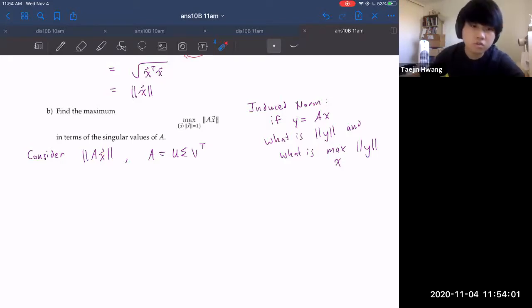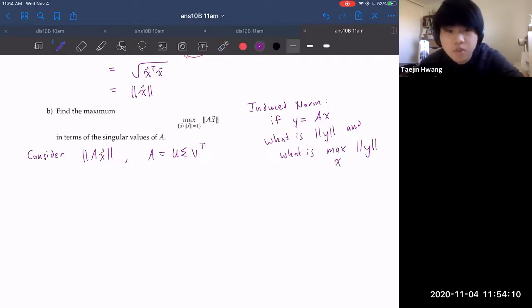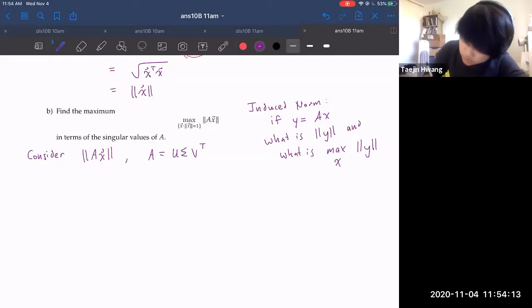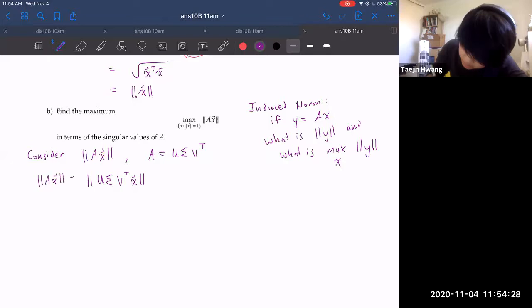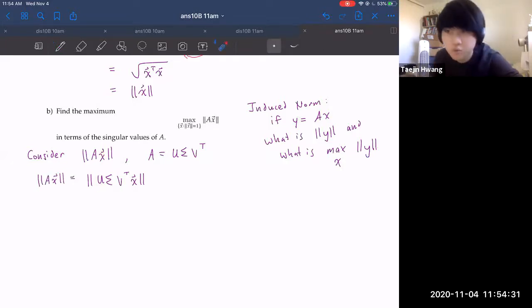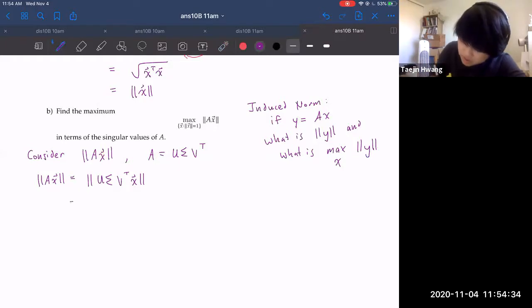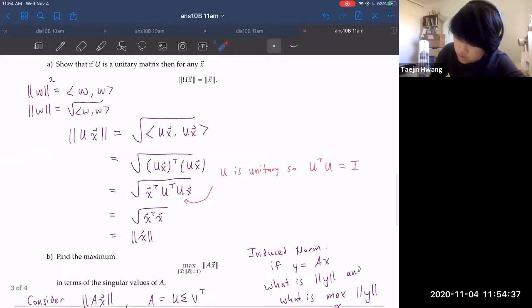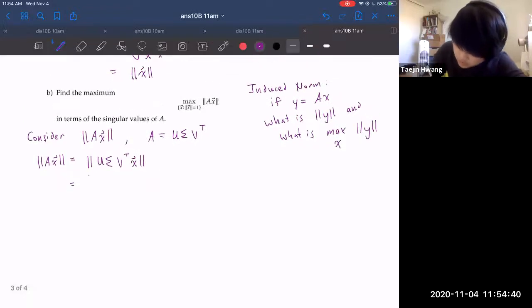Okay, let's take a look at this one now. So we have the norm of Ax. Let's figure out what that is first before we compute any maximums. The first thing we do is literally plug in the SVD, so we have U sigma V transpose x. The next thing to realize is we have a U in front, which has orthonormal columns. So let's get rid of that, since we know that an orthonormal matrix preserves the norm of a vector. So this is going to be equal to the norm of sigma V transpose x.